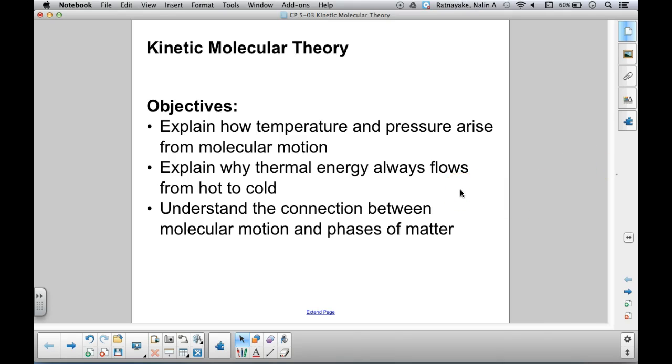You should be able to explain why thermal energy always flows from hot to cold and not the other way around. And finally, you should be able to understand the connection between molecular motion and phases of matter. If I give you a phase of matter or a state of matter, can you tell me what's going on with the molecules in that substance when it's in that state?